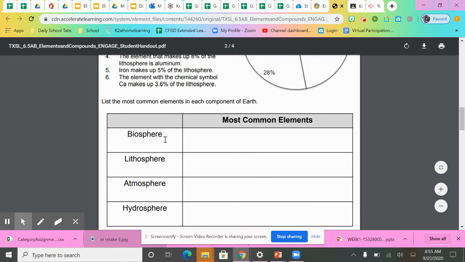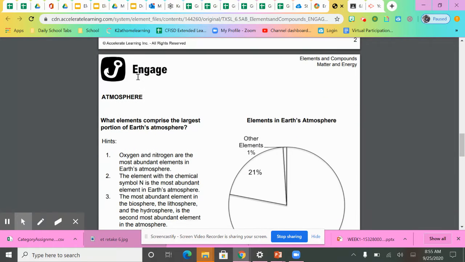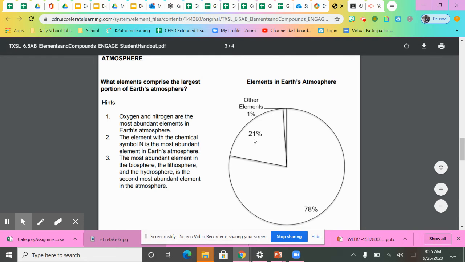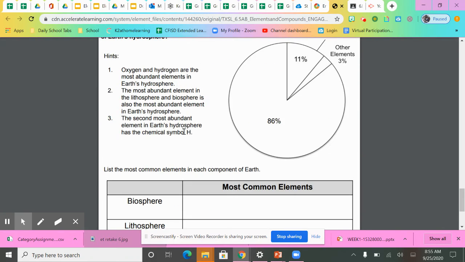All right. And also it looks like for the majority of them, they gave you the chemical symbol, or they even told you the element. The atmosphere is only composed of 2, oxygen and nitrogen. And so you just read the hint and then you color it based on the color key. Same for here. And cut it out the same way we did the other ones.